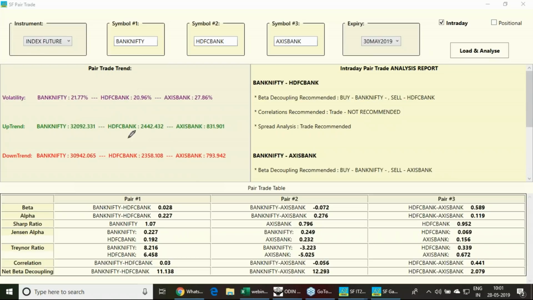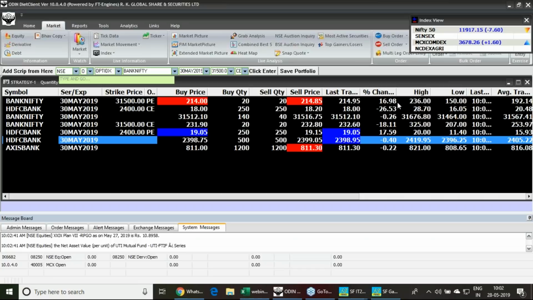So if you have the tool, you can see whether it is an uptrend or downtrend, and these are the prices expected for the day. So this shows how much loss it can give and how much profit it can give.